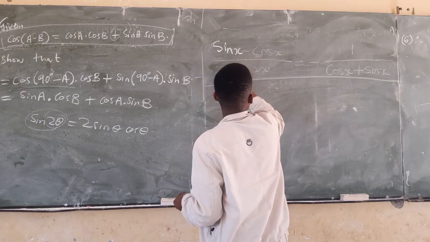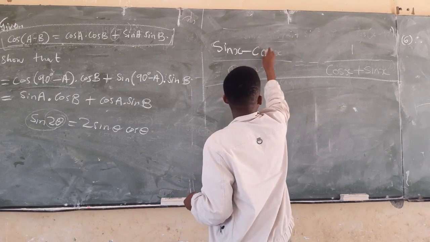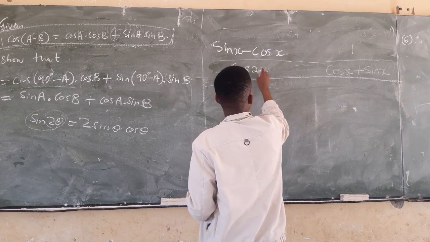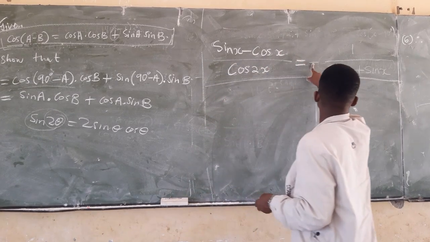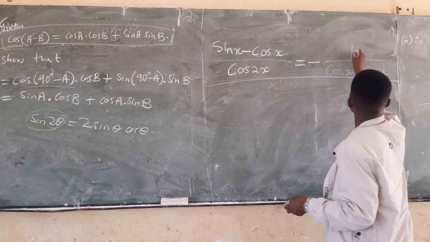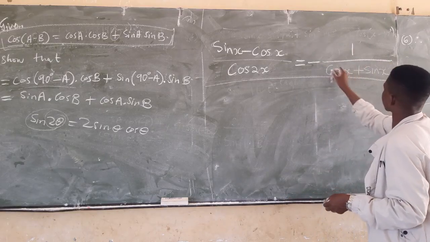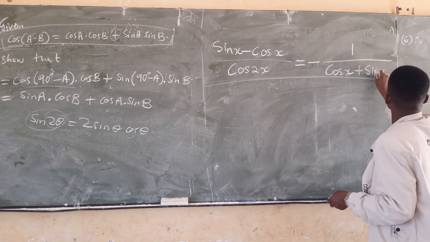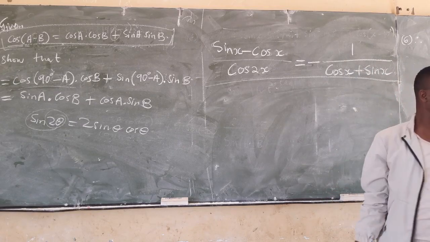Then x equals minus cos of x, we did that. Cos 2x equals minus 1 over cos of x plus, like that.